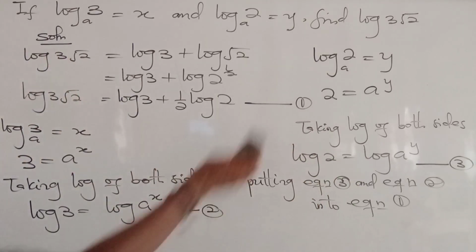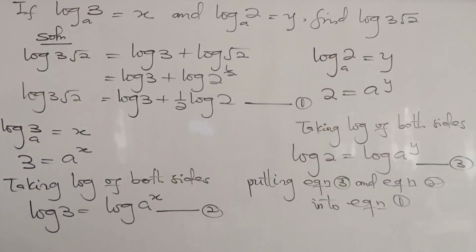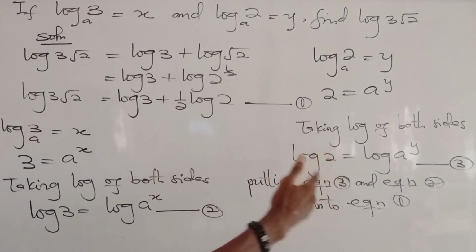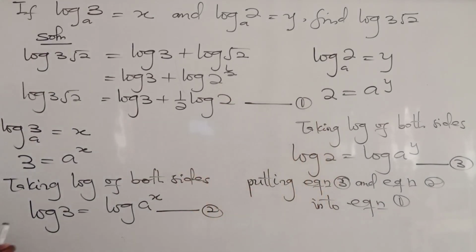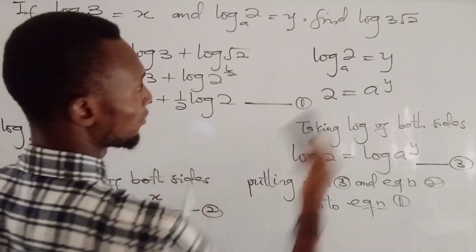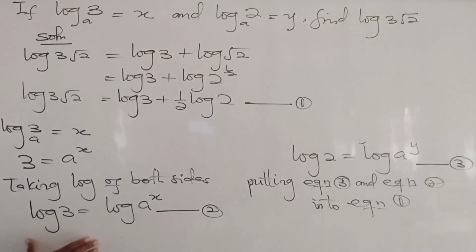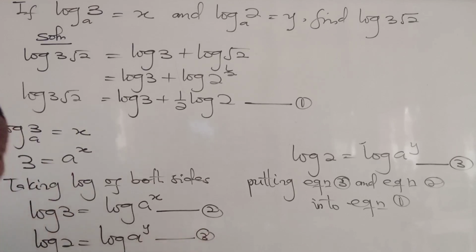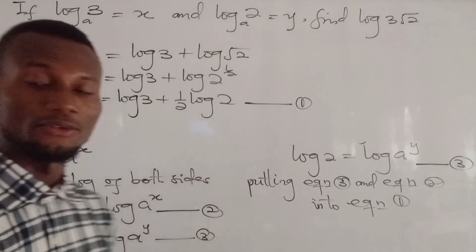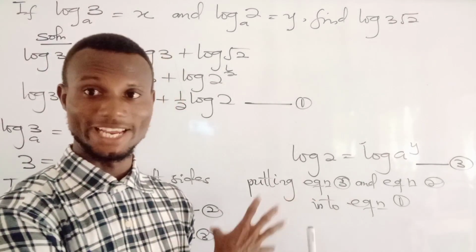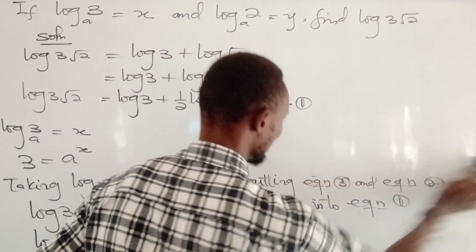Okay, so let me clean this portion whilst we keep our values of log 2 and log 3 in mind. Now I'm going to clean here so that we can continue. Let me write the value of log 2 down here so that we can remember. Our log 2 is equal to the log of a to the power y, which is our equation 3. I just wrote it down so that we can remember to substitute them into equation 1.